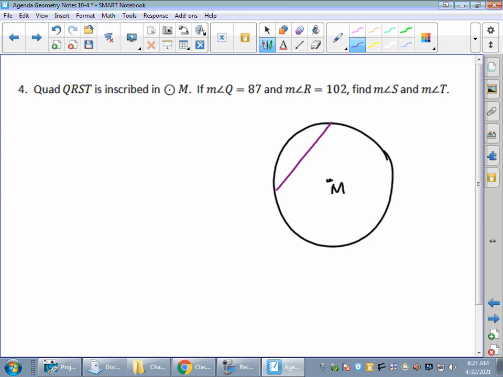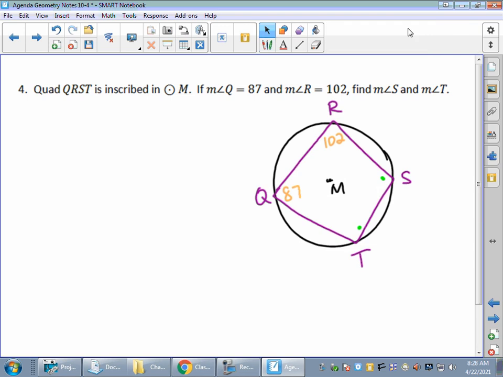Quadrilateral QRST. So draw yourself a quadrilateral. It doesn't have to be fancy. Remember, when you name your quadrilateral, you go around the outside. QRST. Don't skip or go diagonal. If angle Q is equal to 87 and angle R is equal to 102, find angle S and angle T. So I need to know those two angles, angle S and angle T.